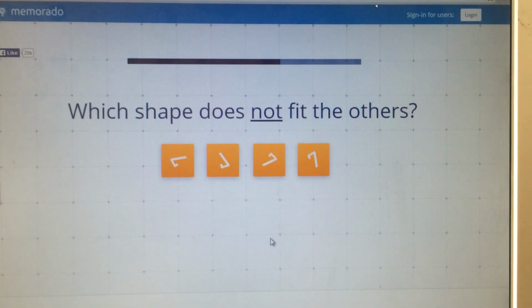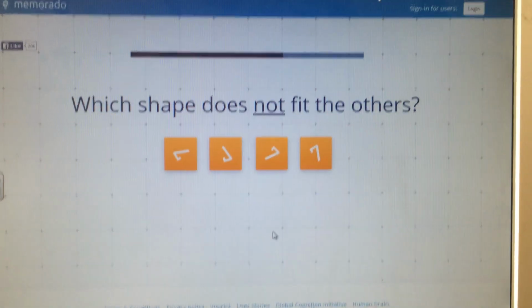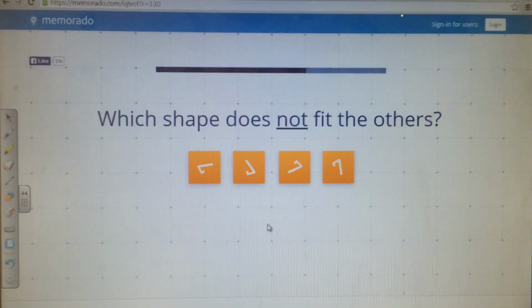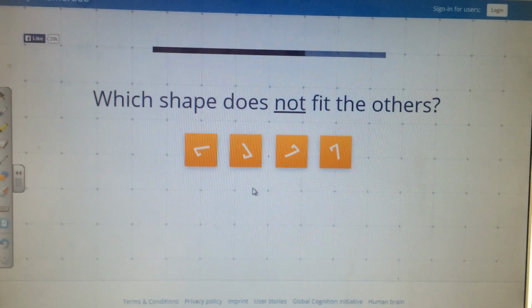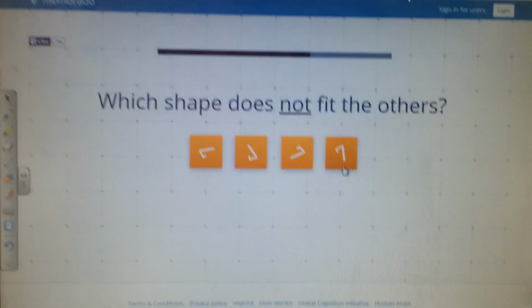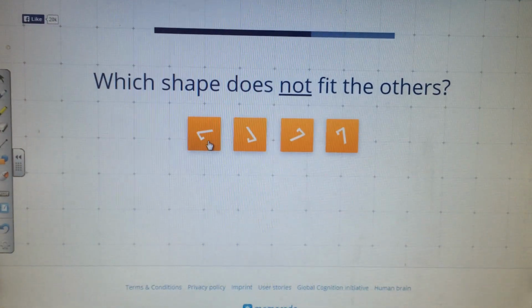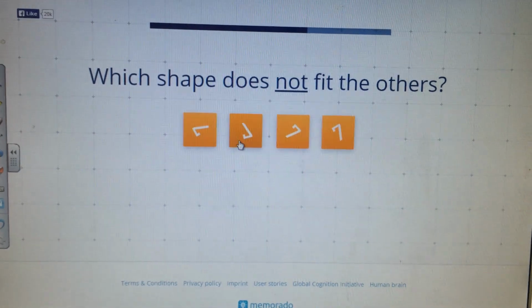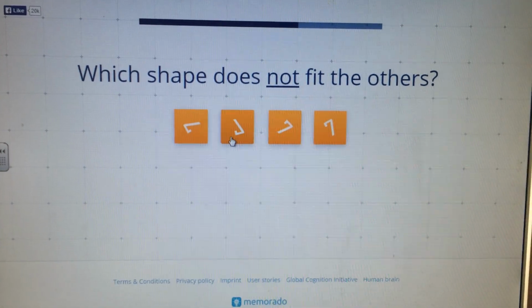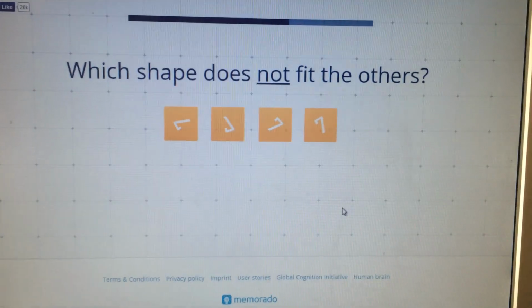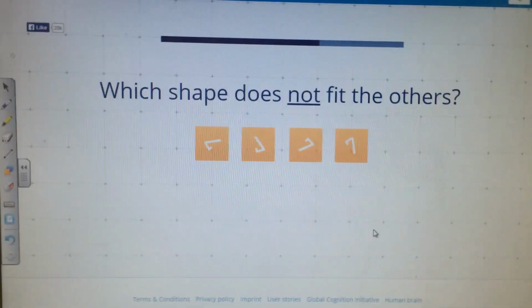Okay, continuing from the last video, which shape does not fit the others? Again, one of them should be screaming out to you. Luckily, this looks a bit like a 7. That looks a bit like a 7. That looks like a J. A 7 and a J are not the same. The answer is that one. It's been flipped around.